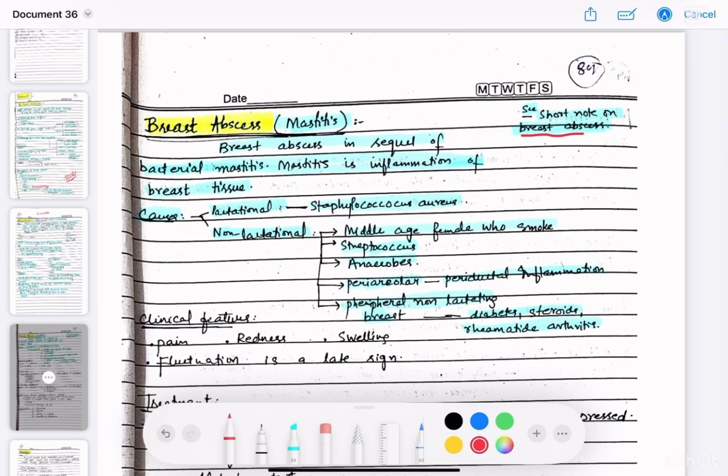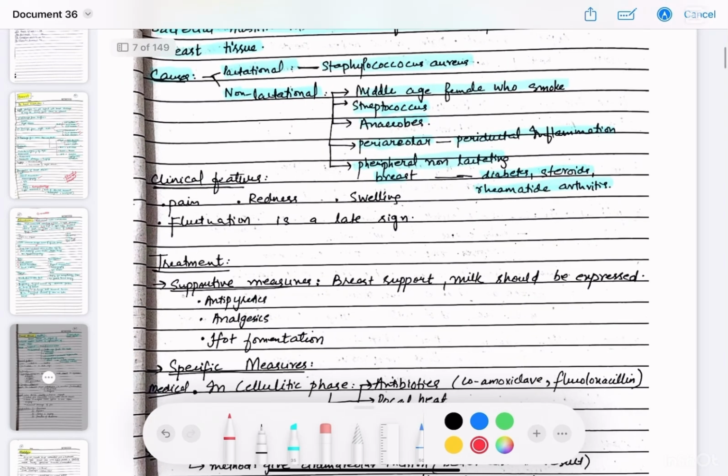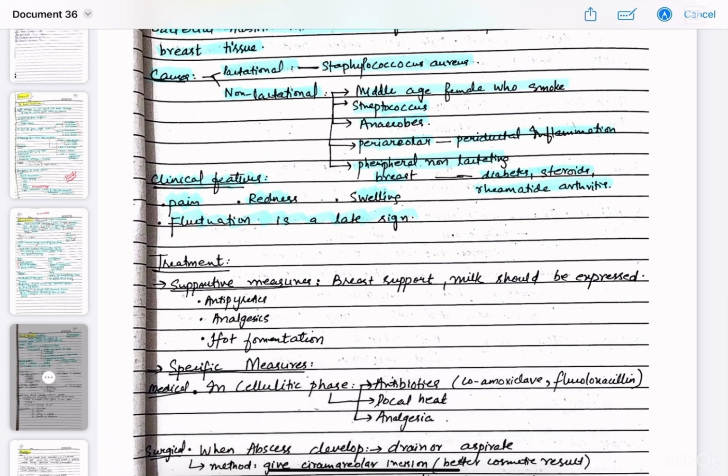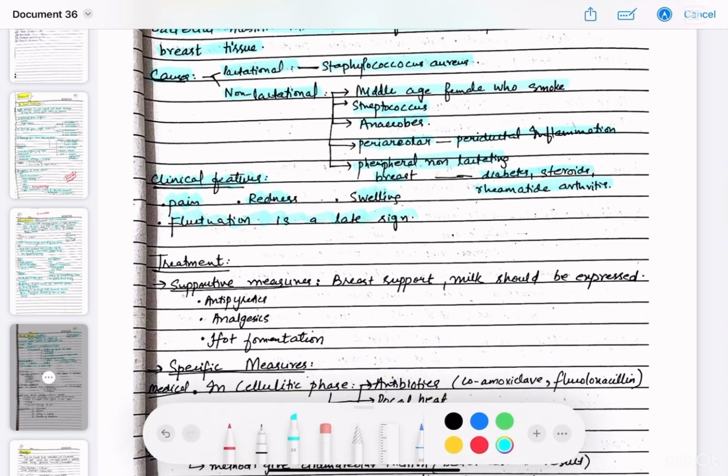Now, the clinical features of the breast abscess are pain and redness and swelling, and fluctuation is a late sign. Fluctuation is also present as there is fluid in the abscess, but this is a late sign which develops after the development of fluid. So these are the clinical features: pain, redness, swelling, fluctuation.